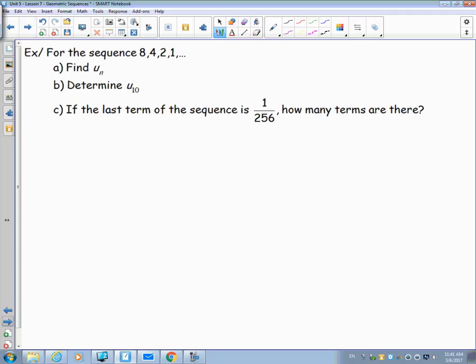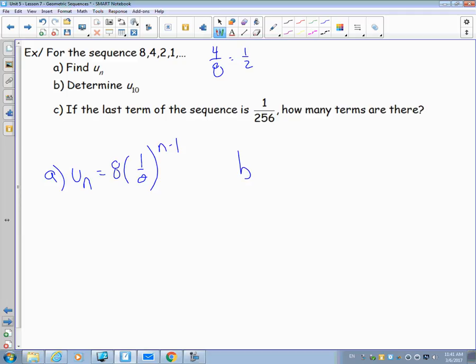So let's work with a sequence this time. So I've got a sequence, 8, 4, 2, 1. Find un. Find our general term. Okay, we can do that. u1 is 8. u2 divided by u1 is 4/8 or 1/2. I'll use 1/2 to the power of n minus 1. Done.